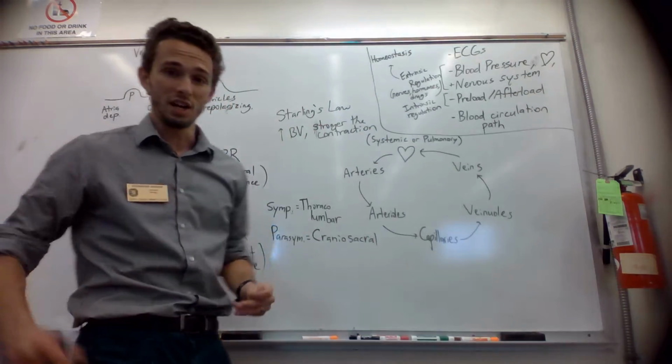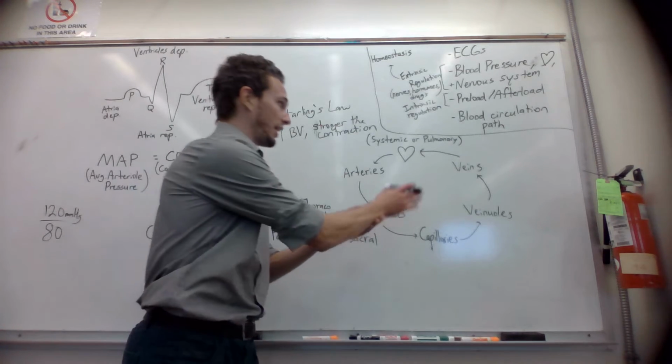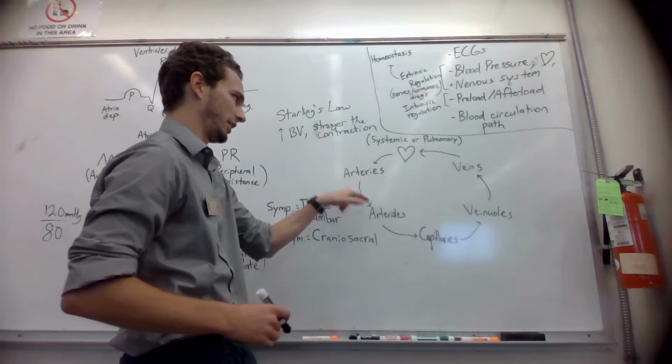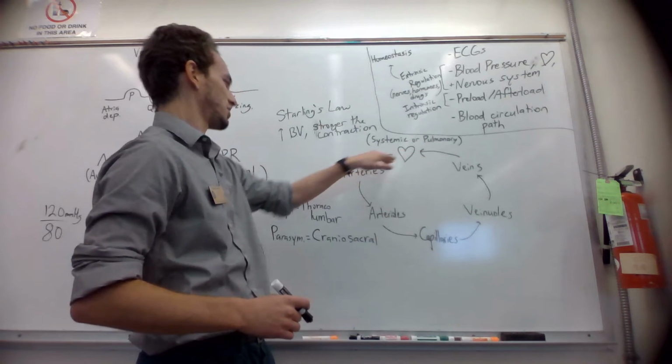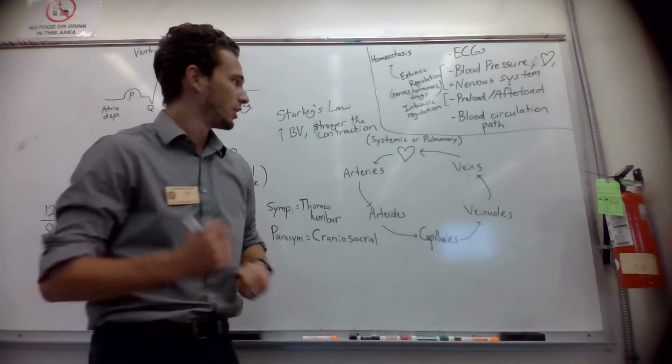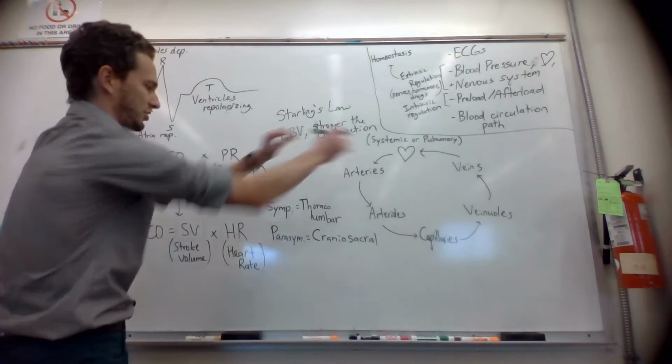So systemic, it could be an artery, and then eventually gets to a vein, comes back to the heart, and then it'll go to the pulmonary artery, and back to the vein, and then to the systemic artery, and back to the vein, and the cycle continues, okay? So let's just talk about each vessel itself.